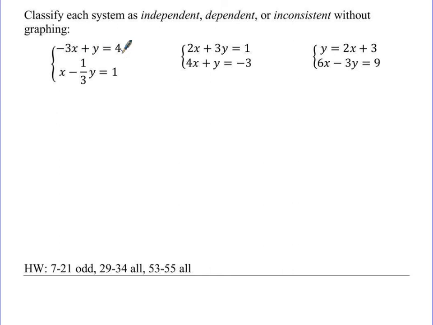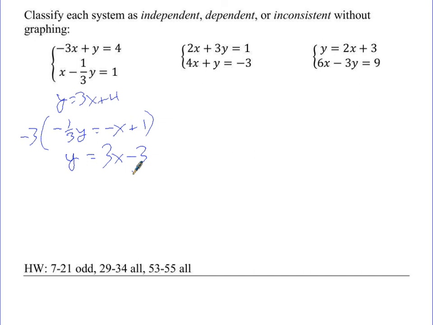This top one right here, all I have to do is add 3x to both sides. So I get y equals 3x plus 4. The bottom one I got to do a little bit more work. I subtract x from both sides, and now I have negative 1/3 y equals negative x plus 1. I need to get y by itself, though, so that means I'm going to multiply both sides times what? Negative 3. So now I have positive y equals positive 3x minus 3.